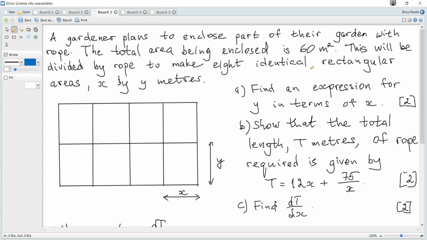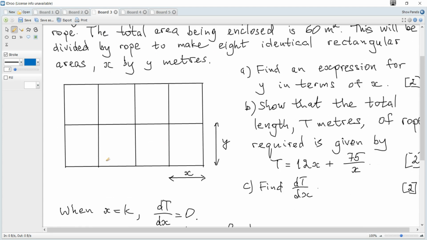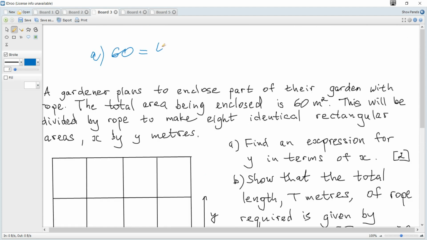8 identical small rectangles also form a rectangle, and the area of a rectangle is just width times length, and hence the total area is 60. You can see that it's a 4x by 2y rectangle, hence it's 4x multiplied by 2y, and hence y is 60 divided by 4 times 2 times x, and we can divide numerator and denominator by 4 to get just 15 over 2x.